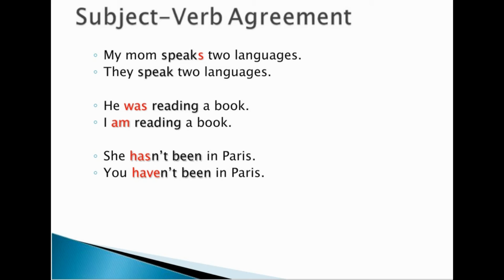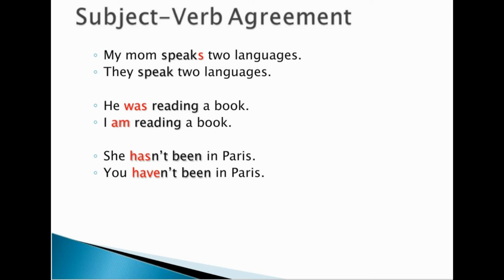The next two sentences: he was reading a book and I am reading a book. The same verb read, however, one sentence has was, the other sentence has am. The first sentence is in the past tense and the subject is he. Because the subject is singular, we're using the past tense form of the verb to be for our singular subject, not for the plural.